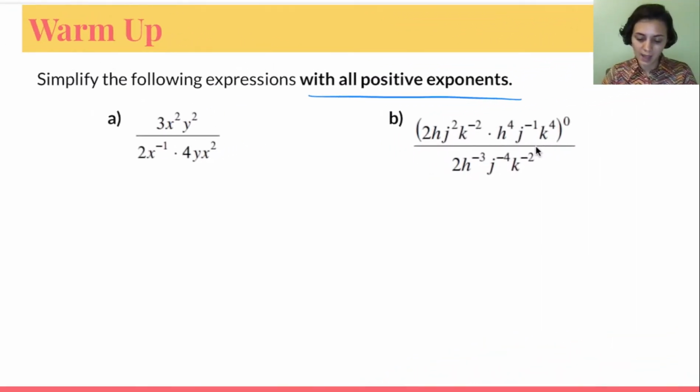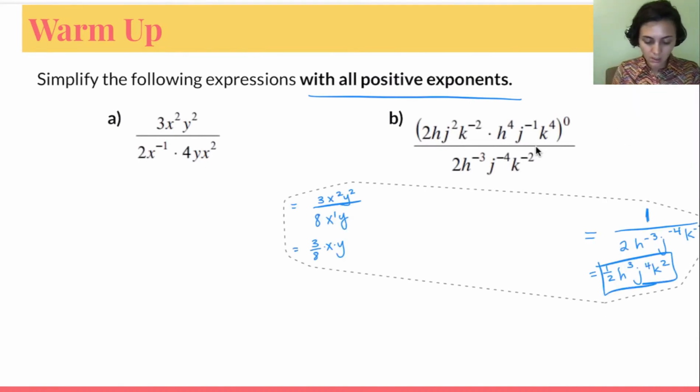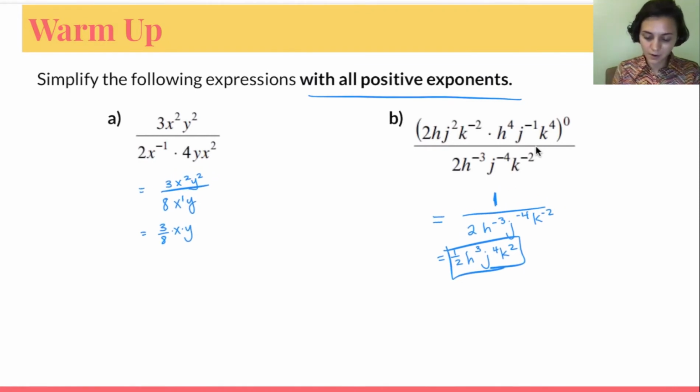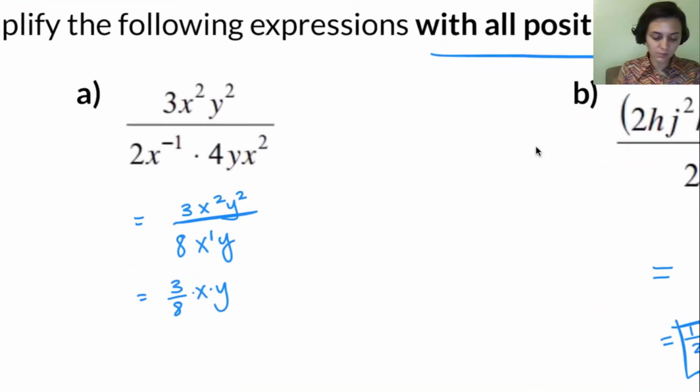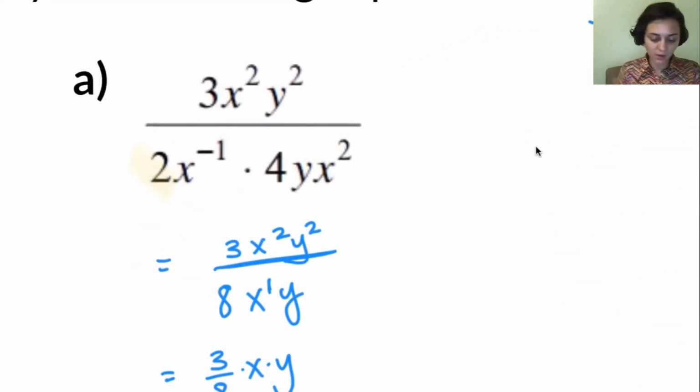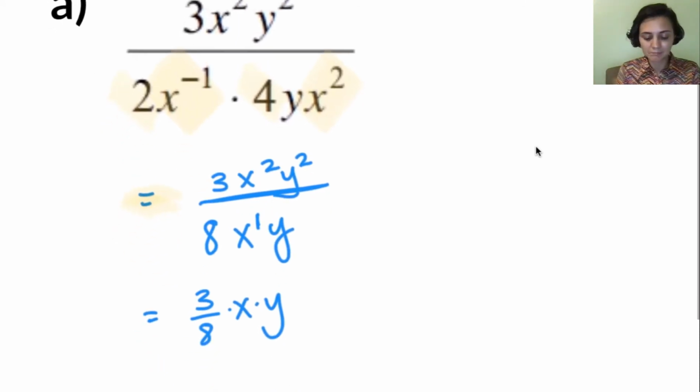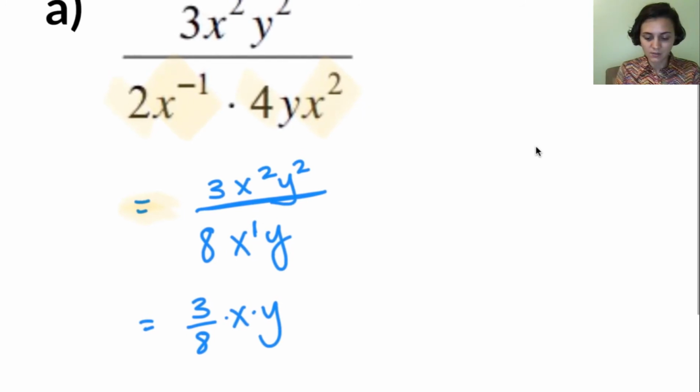So here's what I got. Here's my solution. In the first problem, part A, really just focusing on combining like terms, which means multiplying 2 and 4 together, and then combining x to the negative 1 with x squared. And then once we do that, we have this simple expression down below. And we just have to divide by x and y. So that is our solution there.